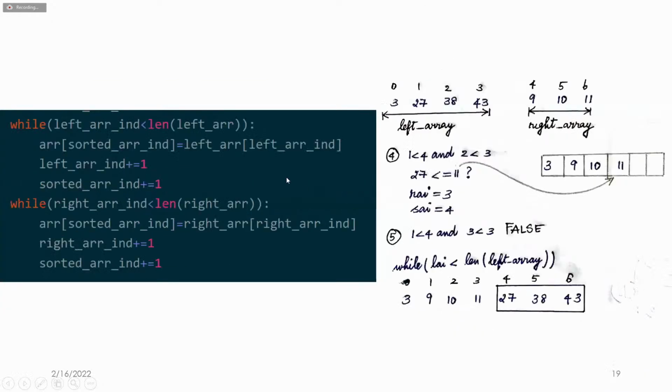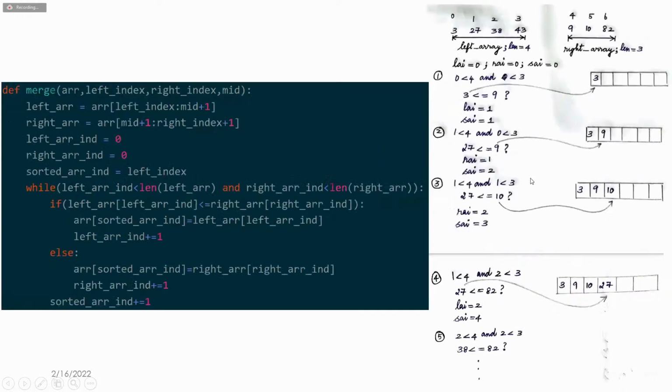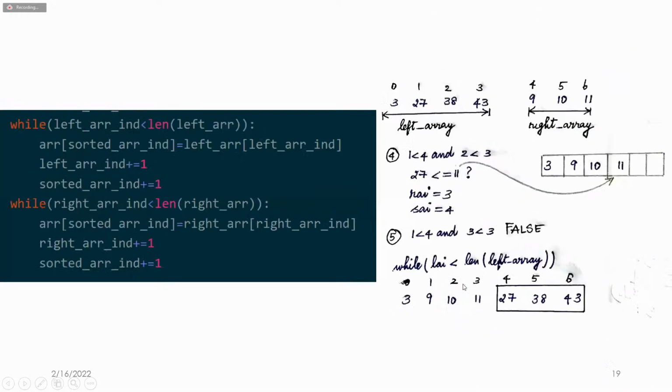Now, let me tell you another case where, at times, your left array can be larger than your right array. Say this example: 3, 27, 38, 43, and 9, 10, 11. This is the same procedure as the previous one until step 4. You can see steps 1, 2, 3, and 4. Until step 4, the procedure is going to be the same.